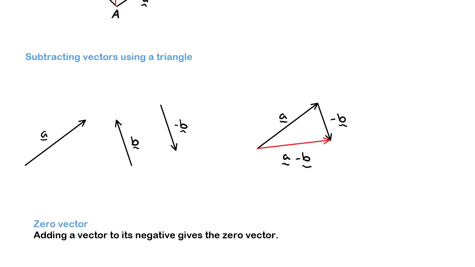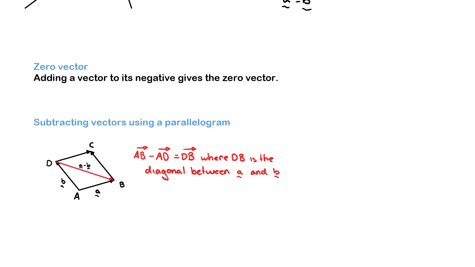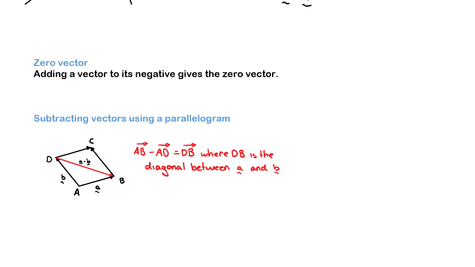Remember, a negative vector is in the opposite direction to the original. In our case, we have vector B and the opposite is in the opposite direction, negative B. And it works in a similar way. Vector A joins the tail of negative vector B to form A minus B. Adding a vector to its negative always gives a zero vector. You can also use the parallelogram law for subtracting vectors.